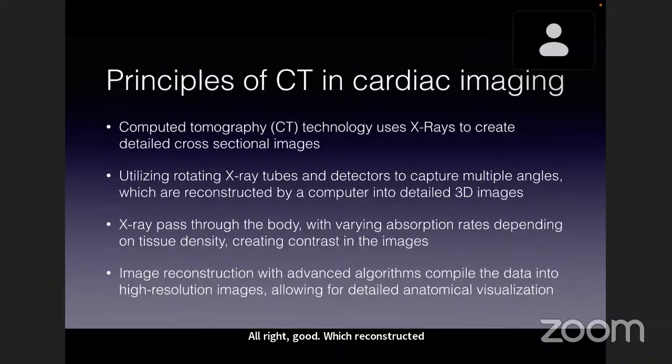X-rays pass through the body, with varying absorption rates depending on tissue density, creating contrast in the image. Image reconstruction with advanced algorithms compiles the data into a high-resolution image, allowing detailed anatomical visualization.